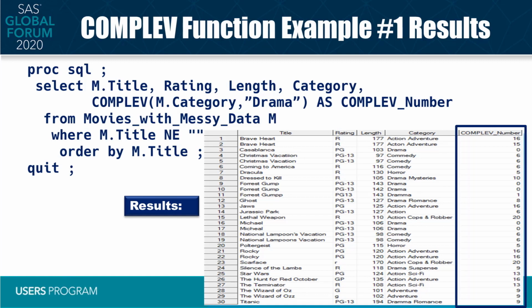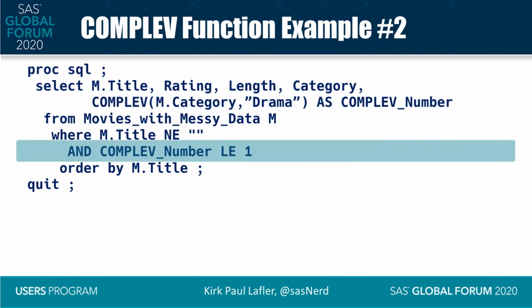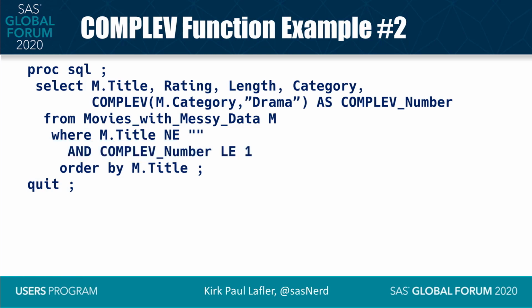In this next CompLev example, we're going to look at, once again, using the CompLev, the variable category for the keyword drama, assign the number of operations to the CompLev number, and now we're going to say CompLev number is less than or equal to 1, and then order the results by the movie title in ascending order.